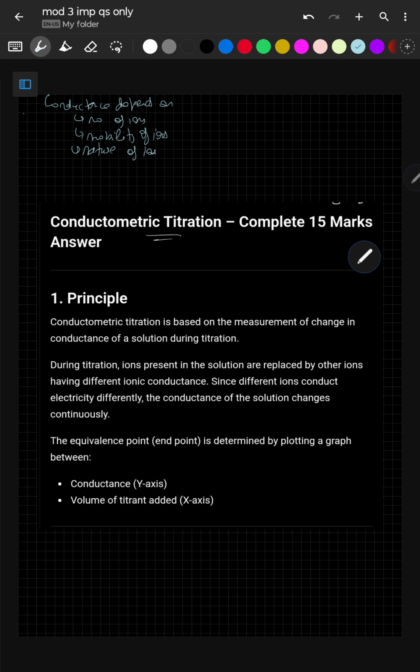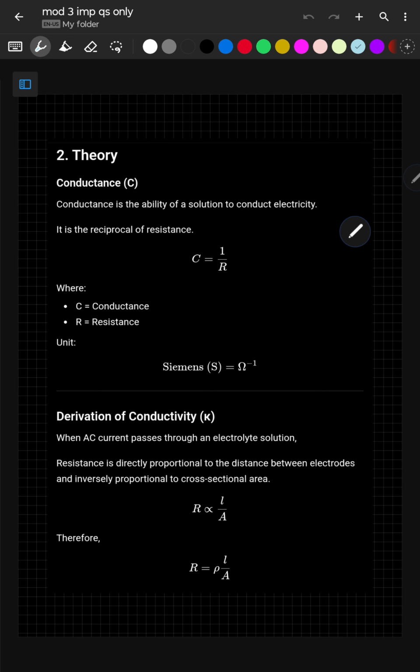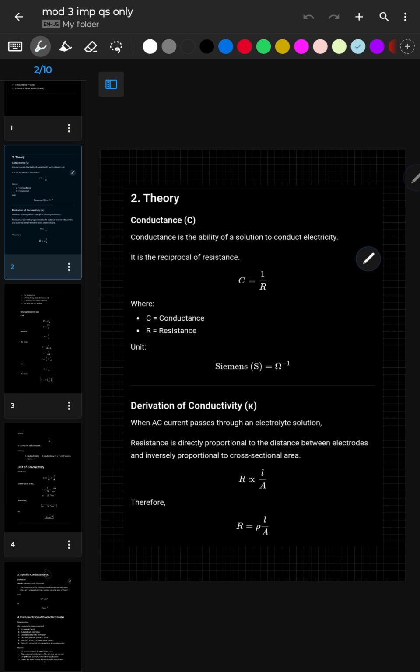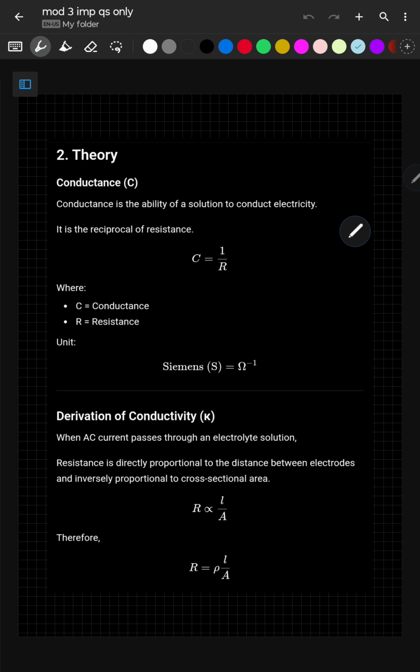So the graph is plotted between conductance and volume of titrant added. We come to that. Coming to the theory, now it's a small derivation which I would like to practice with you all. This session is going to be purely like I am learning with you, because it's a hard topic for me as well, but we have to learn it, right? And it is important for the upcoming exam, so let us do it.